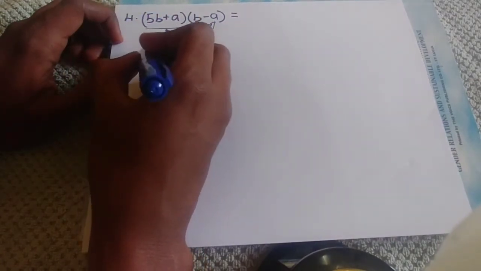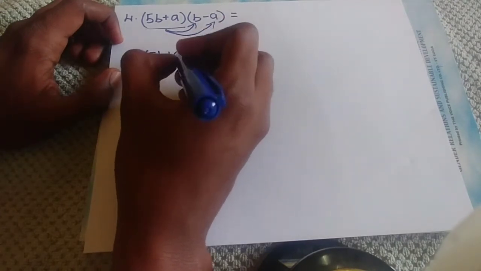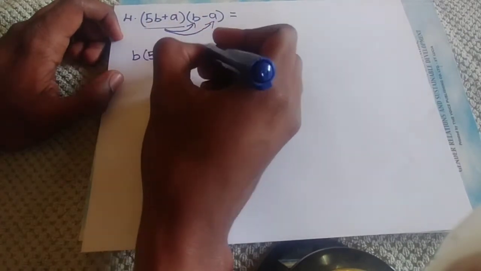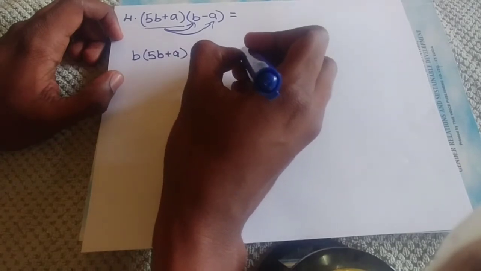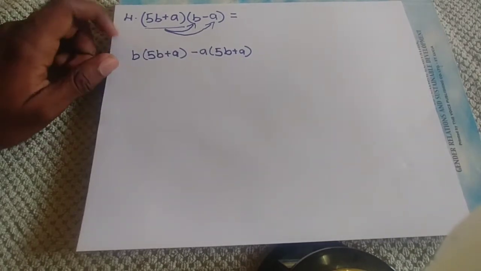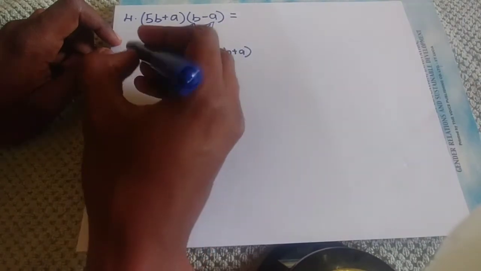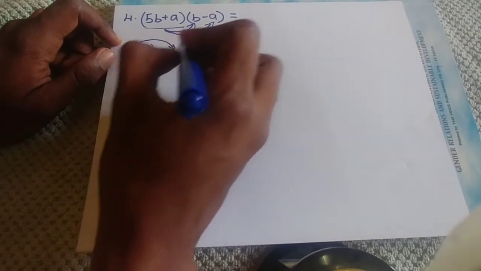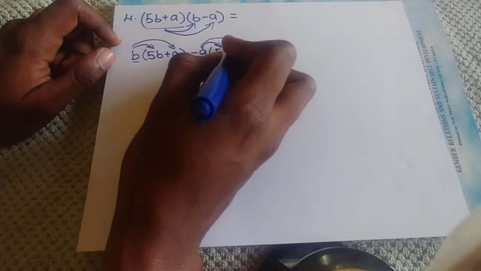That's just basically b times 5b plus a. And then we have 5b plus a times negative a. It's basically a times 5b plus a. And now we can use the distributive law again in this. So b is on the outside of the brackets, and we have minus a on the outside. So we're going to multiply our b by everything inside this bracket, and then we're going to multiply our a by everything inside this bracket.